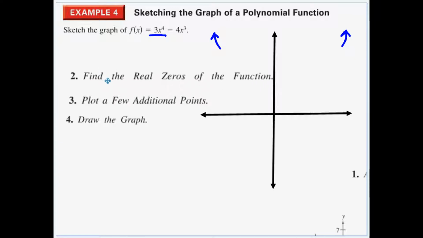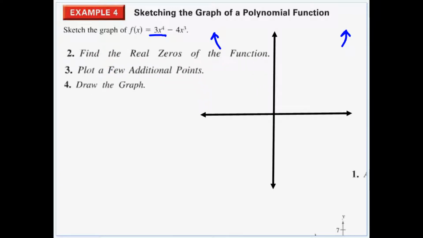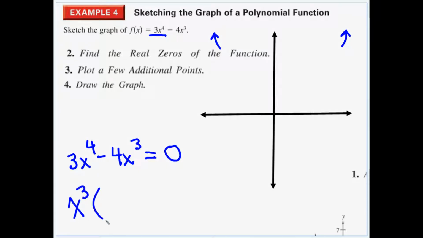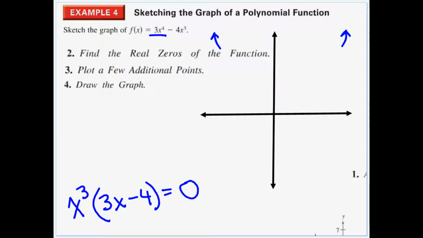Step 2, find the real zeros. So we're going to set our function equal to 0. 3x to the fourth minus 4x cubed equals 0. Well, we can't factor a 3 or a 4 out of both of these numbers, so the 3 and the 4 are going to stay. But we can factor out the x cubed. And that will leave us 3x minus 4 equal to 0. If we set the first term x cubed equal to 0, x cubed equals 0, so x is 0 is one of our real zeros.